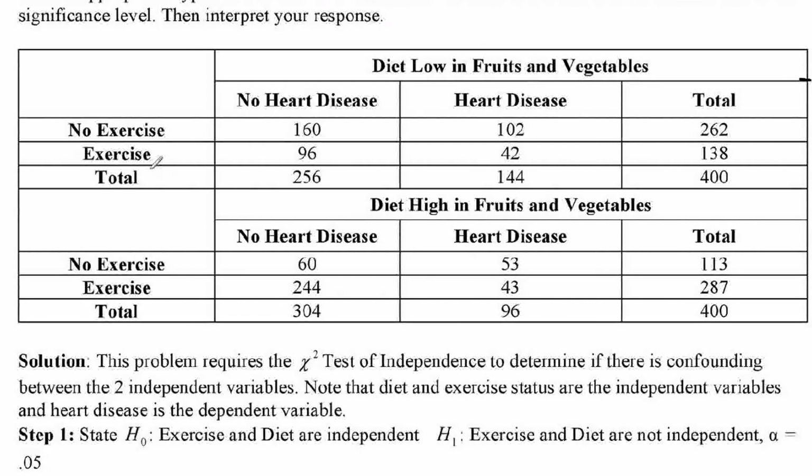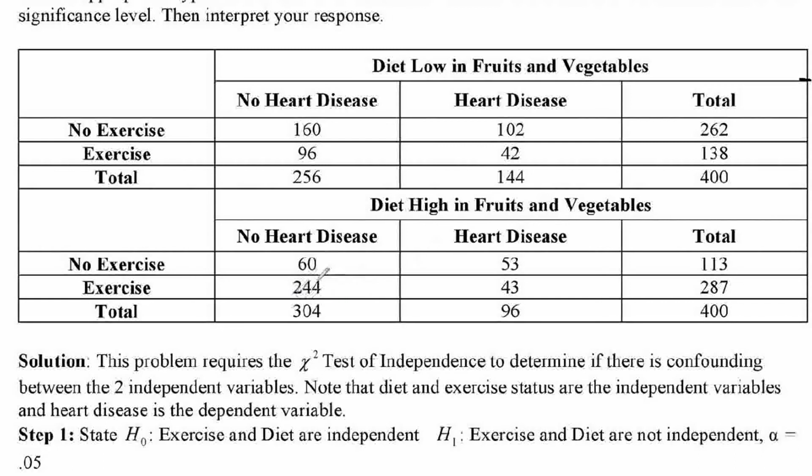Now, once we look at exercise here, in the low diet group we had 96 with no heart disease and then only 42 that did have heart disease. So exercise is definitely making a difference there. This 42 is less than half of the 96, so that's not as high as 102 versus 160. And then when you look at the diet that's high in fruits and vegetables, the no heart disease was 50 versus 60, so it's approximately a 1-to-1 ratio.